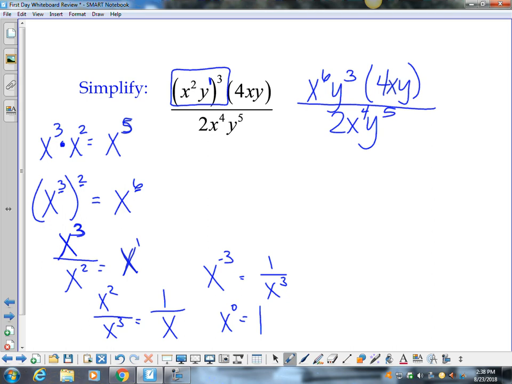Now I'm going to multiply the top. So that's going to give me 4x. When you multiply, you add your powers. So x to the 7th, y to the 4th, over 2x to the 4th, y to the 5th. And then I'm going to divide.